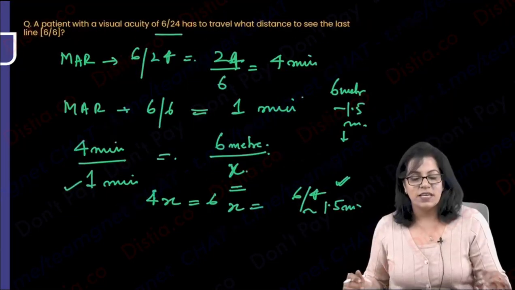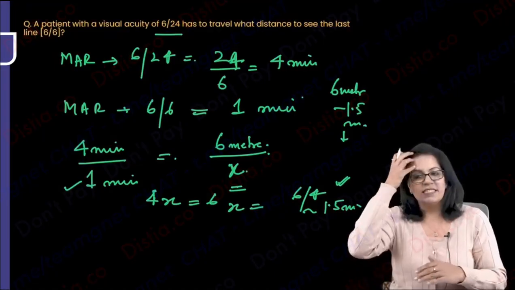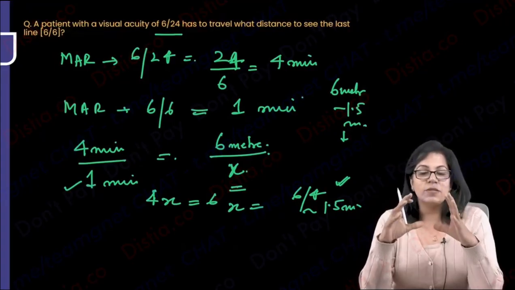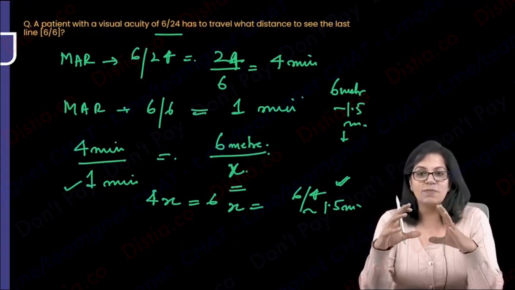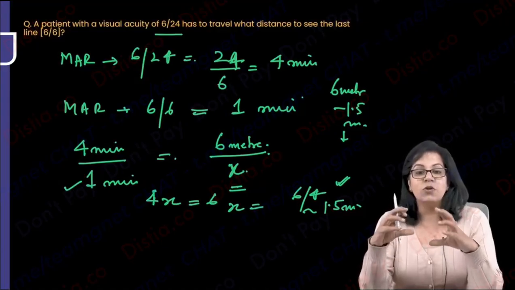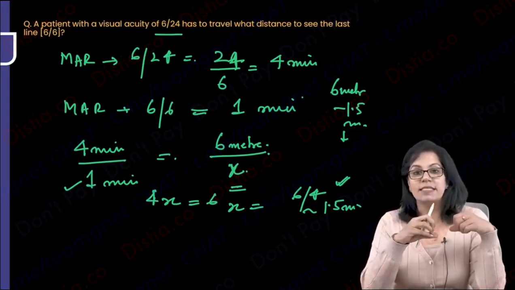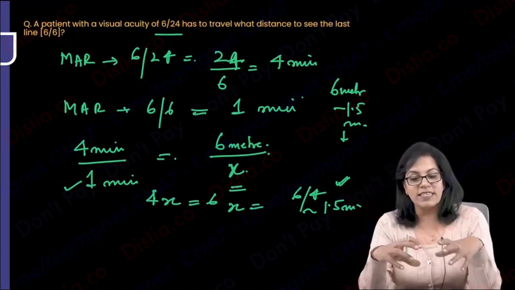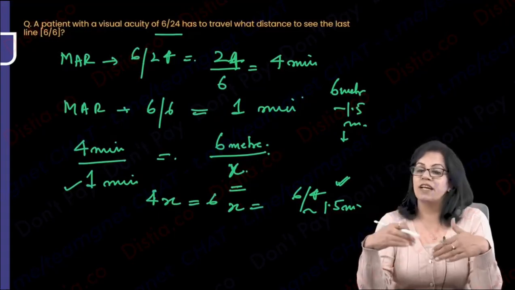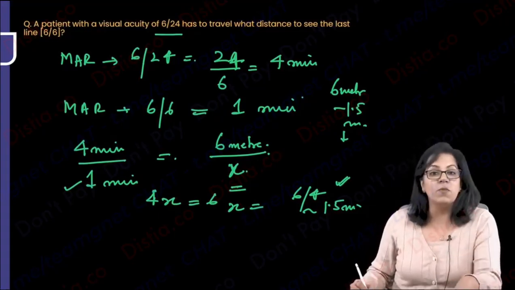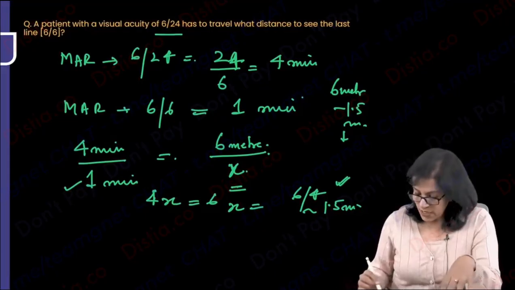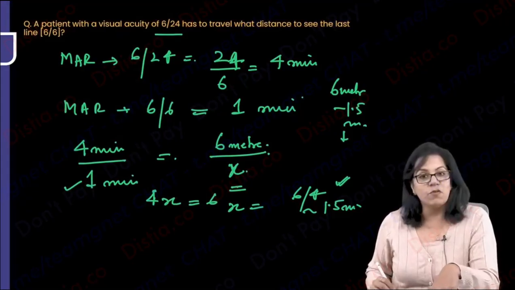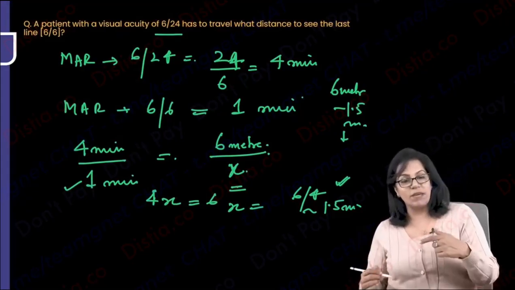Right? So very simple. 6 by 24, think again with me. If this patient is having a visual acuity of 6 by 24, how do you calculate the angle subtended at 6 meters? At 24 meters it is 1 minute, but how to calculate it at 6 meters? You reverse the fraction and it becomes 4 minutes, this much we know. So at 6 meters, if the minimum angle of resolution was 4 minutes, how much do we want it for making it 6 by 6?